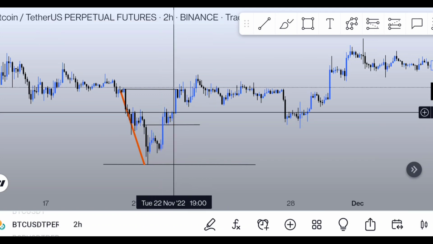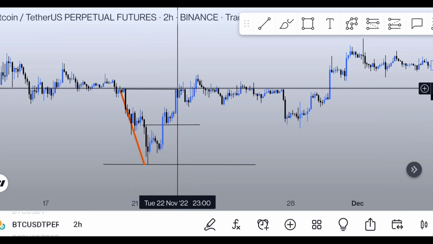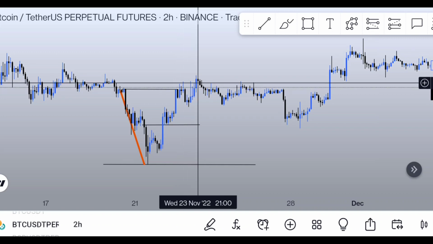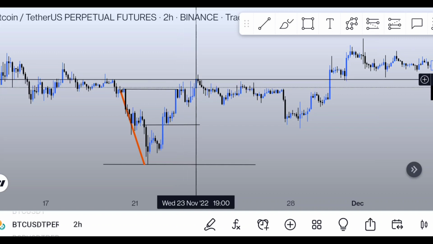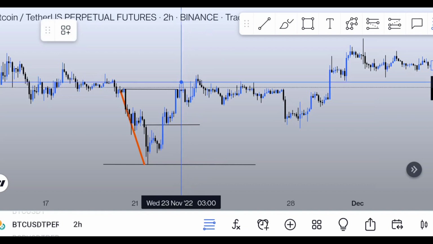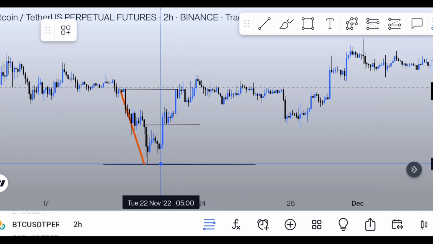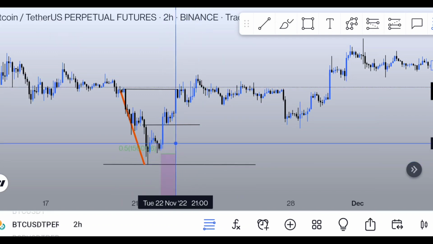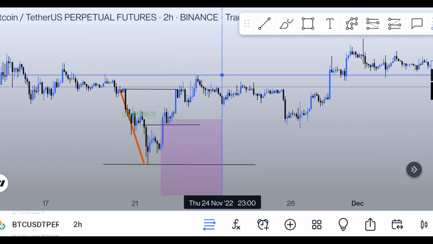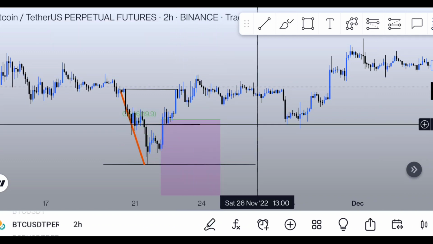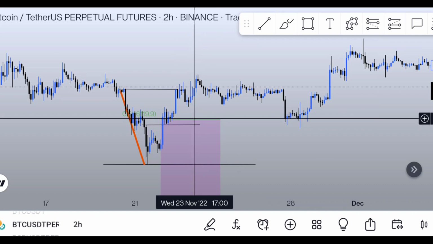What happened was, again it pumped here to this MSB candle, got a bit rejected, and then it closed above it. Now again this is the top. Okay, I will draw the Fibonacci 0.5 fib level from this bottom to this top. Now this is my 0.5 fib level.